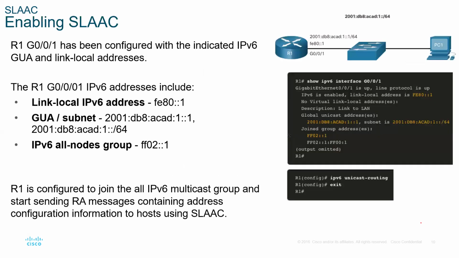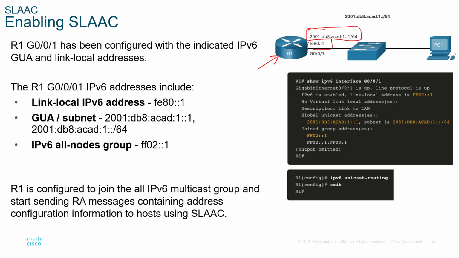Overview of SLAAC. Enabling of SLAAC. Right, so to enable SLAAC, stateless auto configuration, you just need to configure an IPv6 address on a router, and that's it. So take, for example, this router here. To enable SLAAC on this router here, you just configure this GUA, then you configure this link local address, and basically that's it. That's how you enable SLAAC on a router.